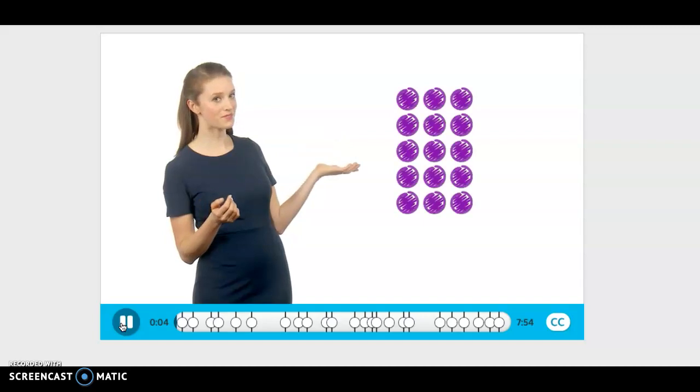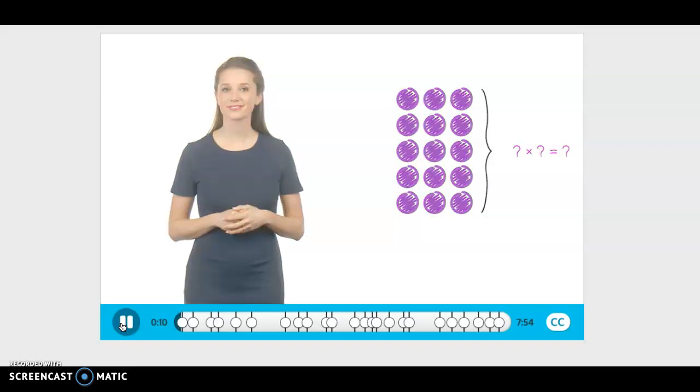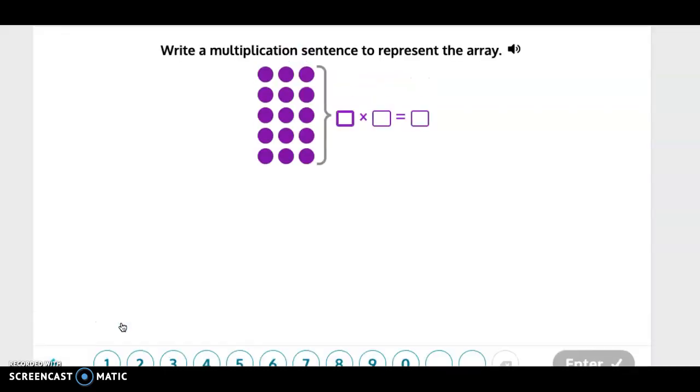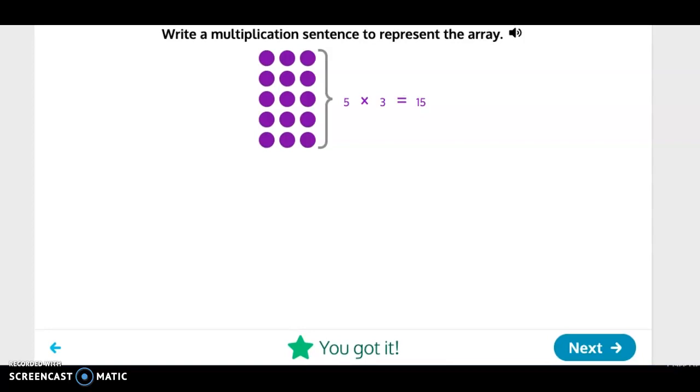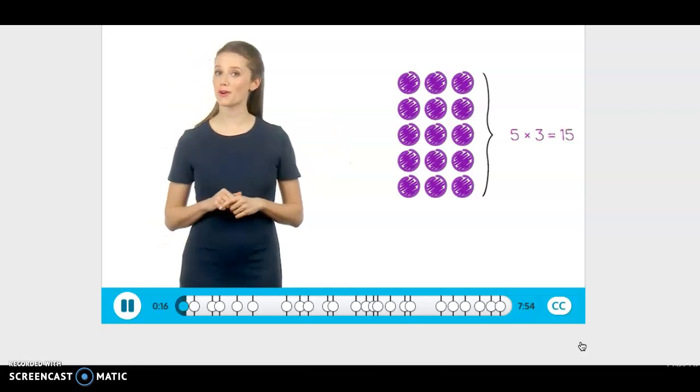Let's get started with an array. Can you write a multiplication sentence that represents this array? This array shows 5 times 3. Let's add some more rows to our array.